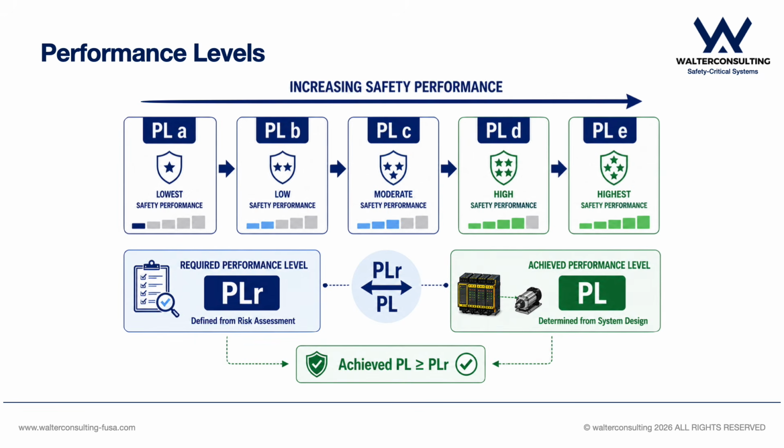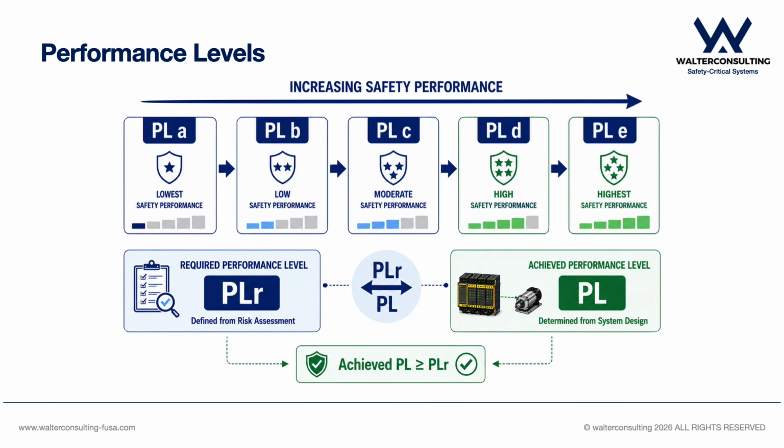This brings us back to the distinction introduced on the previous slides. The required performance level, or PLR, represents the target derived from the risk assessment. The achieved performance level, on the other hand, describes the safety performance that the implemented safety-related control system can actually provide. These are two different things. Simply specifying PLD, for example, does not mean that the implemented system automatically achieves PLD. Engineers must design the safety-related parts of the control system and then evaluate whether that design actually reaches the required level. At the end of this process, the achieved performance level is compared with the required performance level. In simple terms, the achieved PL must be at least as high as the required PLR.